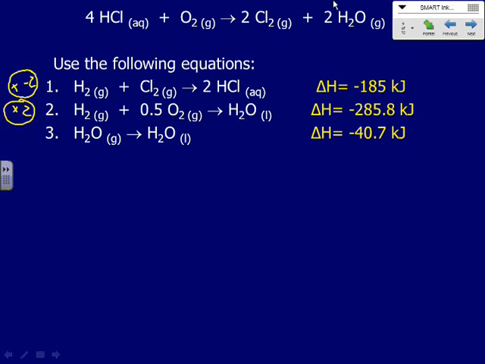And now you'll notice in the third reaction, I have water vapor versus water liquid, and I need 2 water vapor as products, which means I need to flip and multiply by 2.